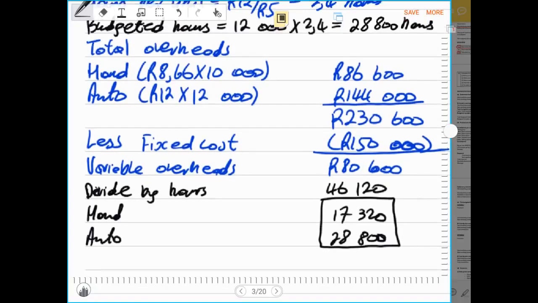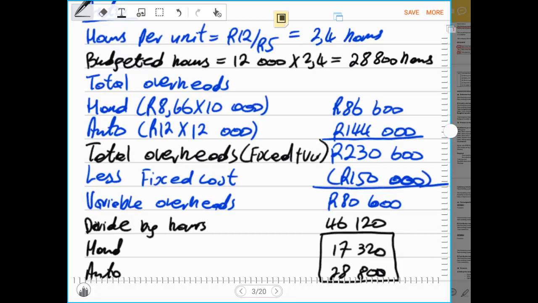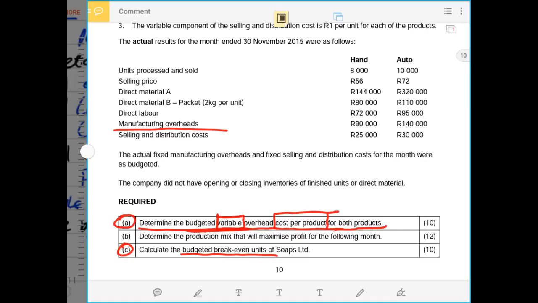And our total manufacturing overheads is the amount of 230,000. This is the total overheads. Remember, the total overheads is the combination of fixed plus the variable portion. So this is the combination of fixed and variable cost in terms of overheads. They are all combined there. Why am I saying they are combined there? Just want to explain this very well.